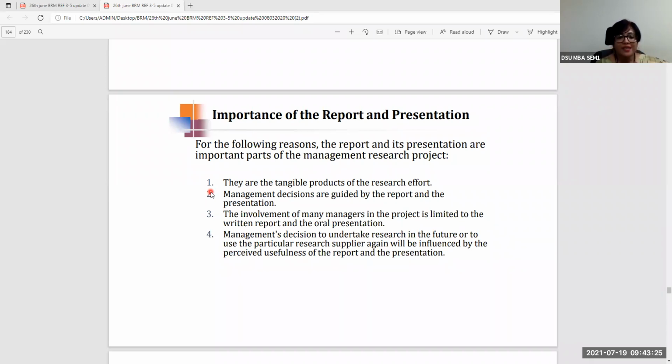So second point is management decisions are guided by the report and the presentation. So it's very important that the report and the presentation is done after the research, because management decisions are going to be guided by that.